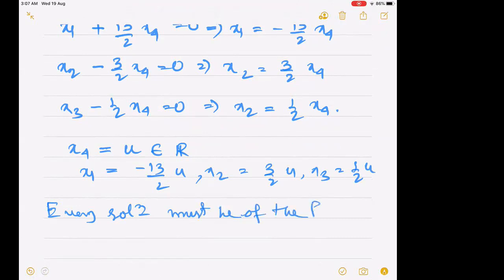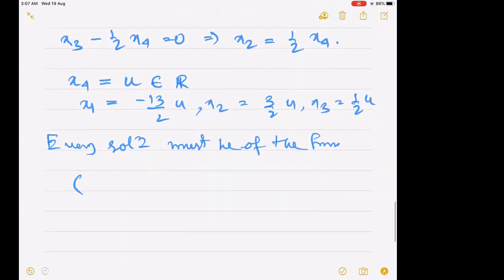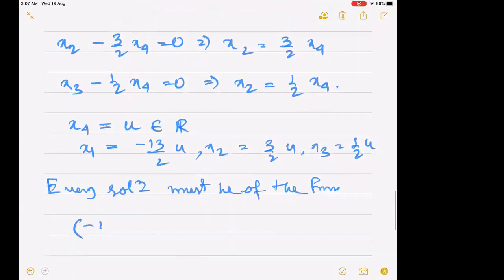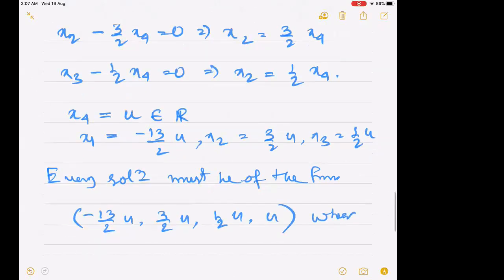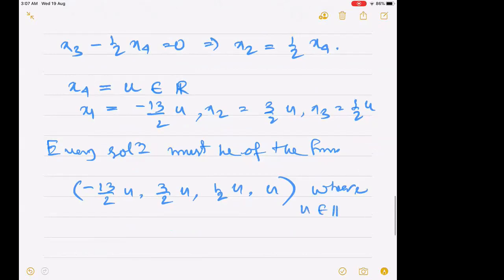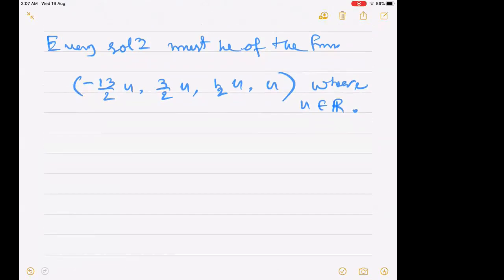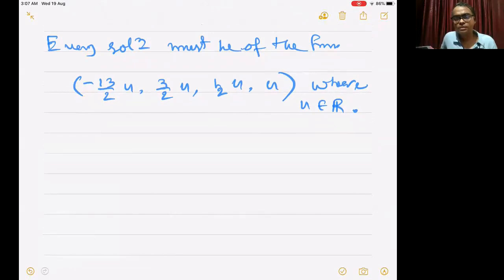So every solution must be of the form minus 13 by 2 u, then 3 by 2 u, then half u, and then u, where u is any arbitrary real number. That's it. That describes all the solutions. And that is precisely what happens when we convert a matrix into its row reduced echelon form.